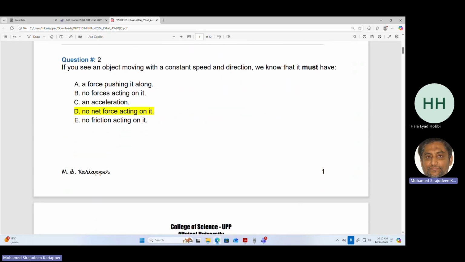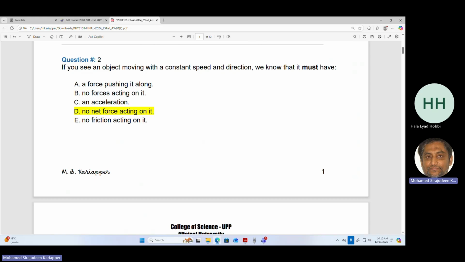If we see an object moving with a constant speed and direction, we know that it must have, this is Newton's first law, right, which says if an object is at rest, it will continue to be at rest, or if it is moving with a constant velocity, it will continue. Zero velocity also can be considered as one constant velocity, unless a non-zero net force acts on it.